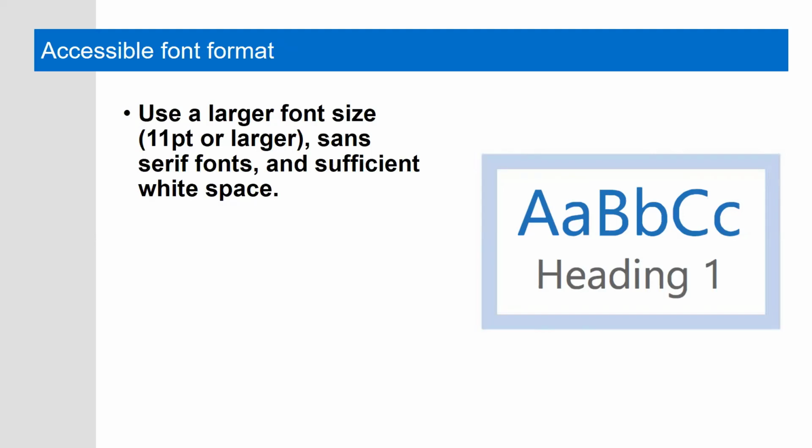For people who have dyslexia or have low vision, you can reduce the reading load, so the amount of concentration or effort necessary to read, by using larger font sizes. I like 11 point or larger, as well as familiar sans serif fonts like Arial or Calibri, and ample white space between your sentences and paragraphs. You might also avoid using all capital letters and excessive italics or underlines.